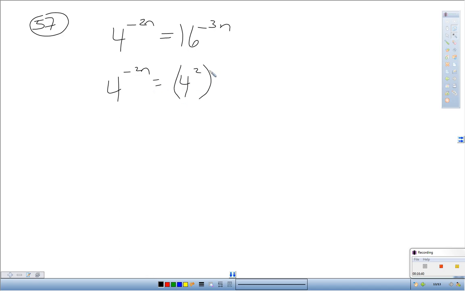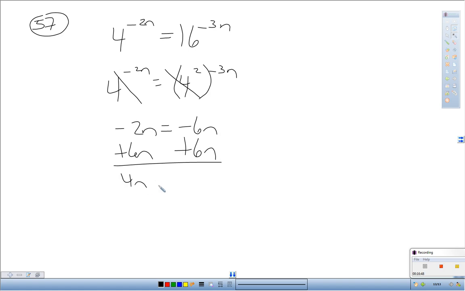For 57, I've got 4 to the negative 2n equals 16 to the negative 3n. Get a common base, which will be 4, so 4 to the negative 2n equals 4 squared to the negative 3n. The 4s cross out. That gives me negative 2n equals negative 6n. I'm going to add 6n to both sides. That gives me 4n is equal to 0. Divide by 4. That gives my answer for 57 as 0.